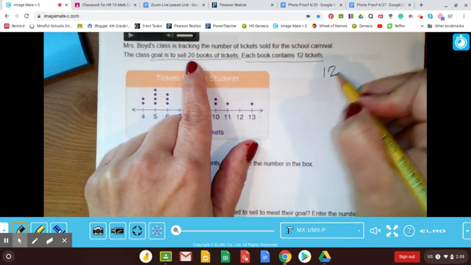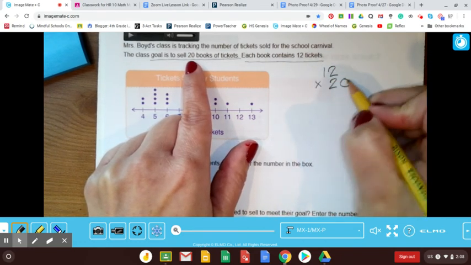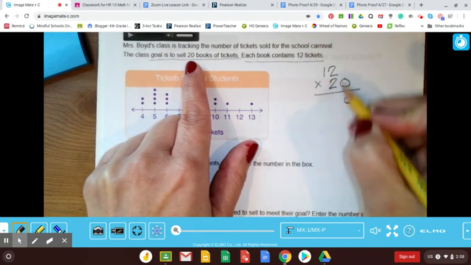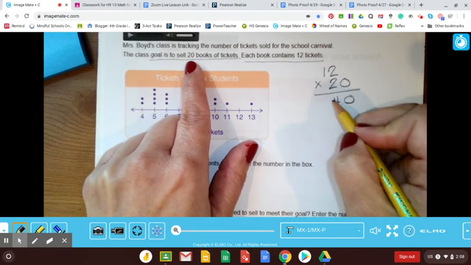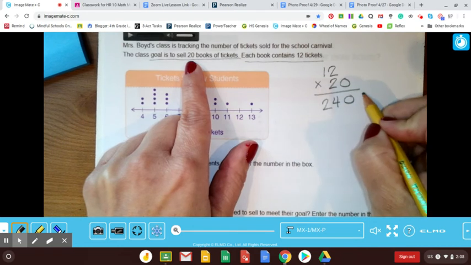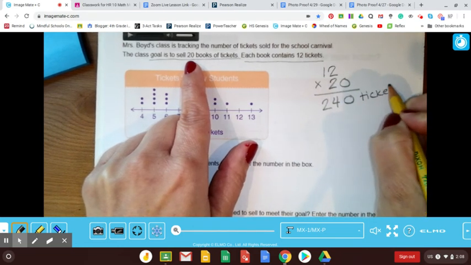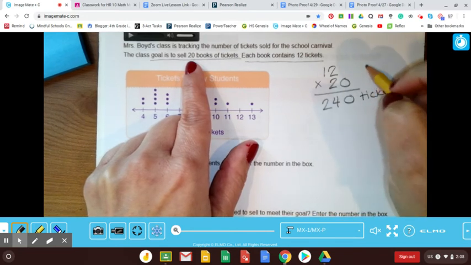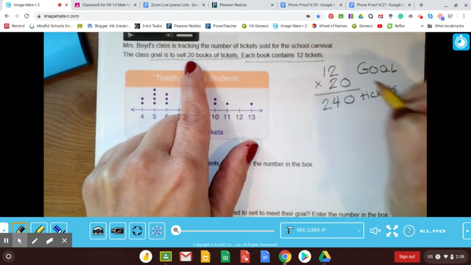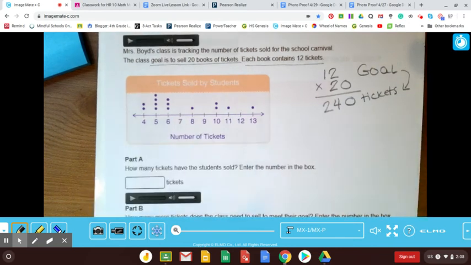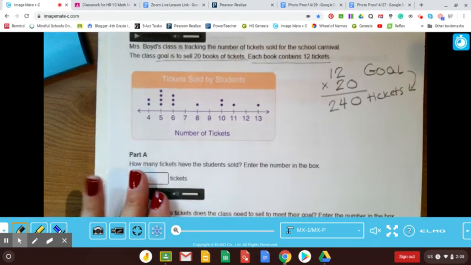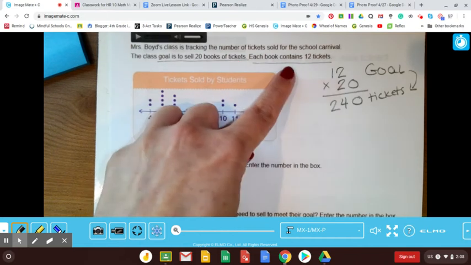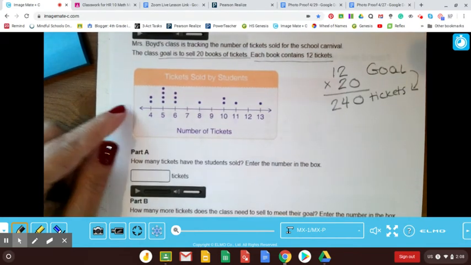So I could use the cliffhanger method if I wanted. 2 times 2 is 4. 2 times 1 is 2. So their goal is to sell 240 tickets. That's their goal. All right, good to know. I don't even know if they're going to ask me that question, but whenever I see something like that, I just kind of want to process it in my head.